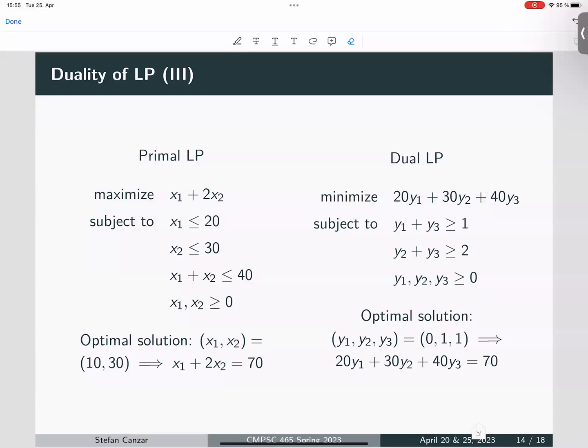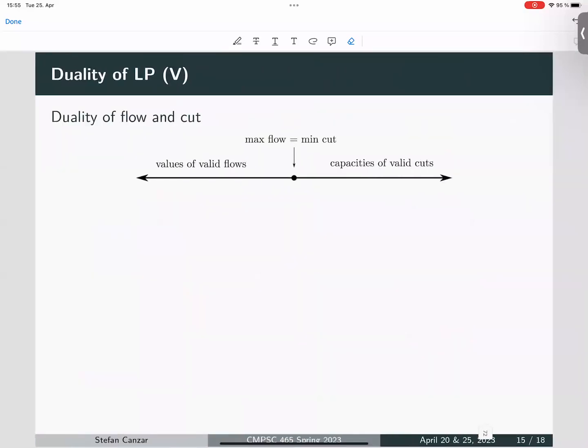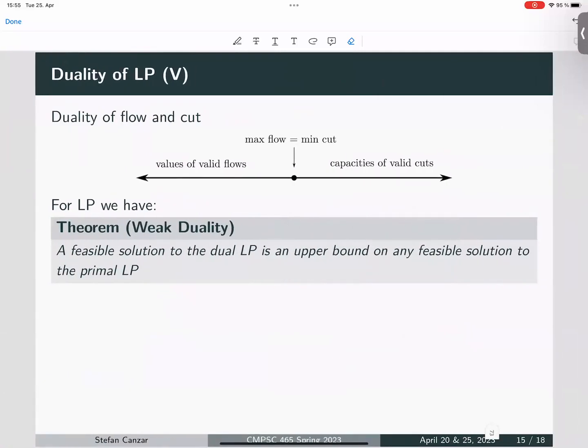And in fact, this is not a coincidence. So this is summarized on this slide. This is basically the situation we had for max flow versus min cut. I can draw all the values of possible flows here on the left side. And then the capacities of all valid cuts in my network will be all larger. So they lie somewhere here on the right side. And at some point they're matching. So the max flow will be equal to the min cut. So they match at the optimal solution.